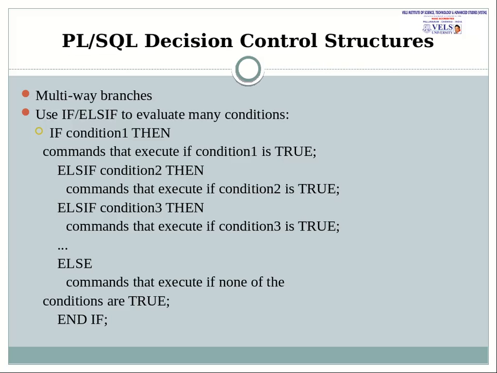And the next one is multi-way branches, if-then-else, where many conditions can be checked. If condition 1 is true, the particular commands are executed; else if condition 2 is true, its commands are executed; and again if that is true, then condition 3 is executed, and so on. Else, the commands execute if none of these conditions is true, and end if.